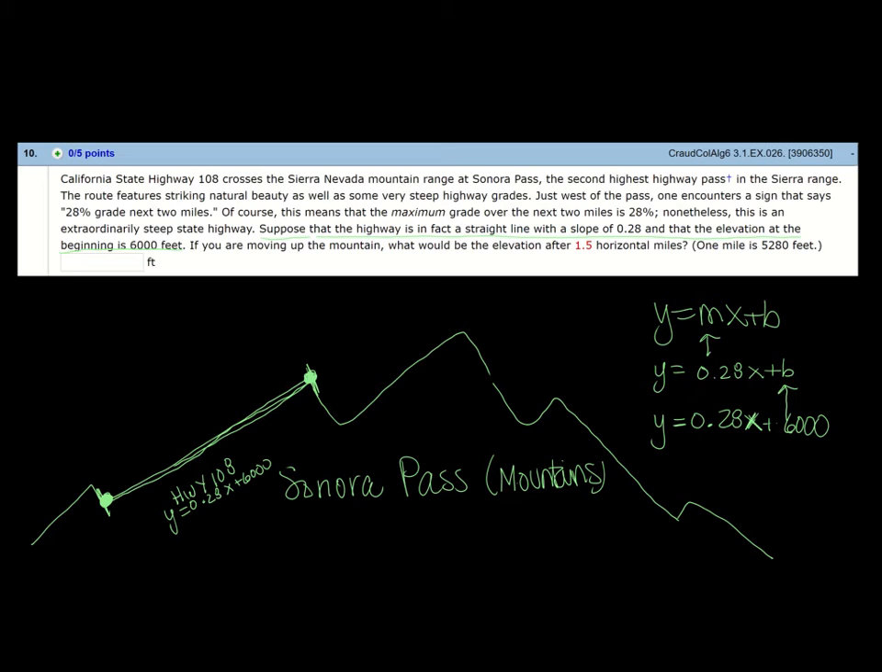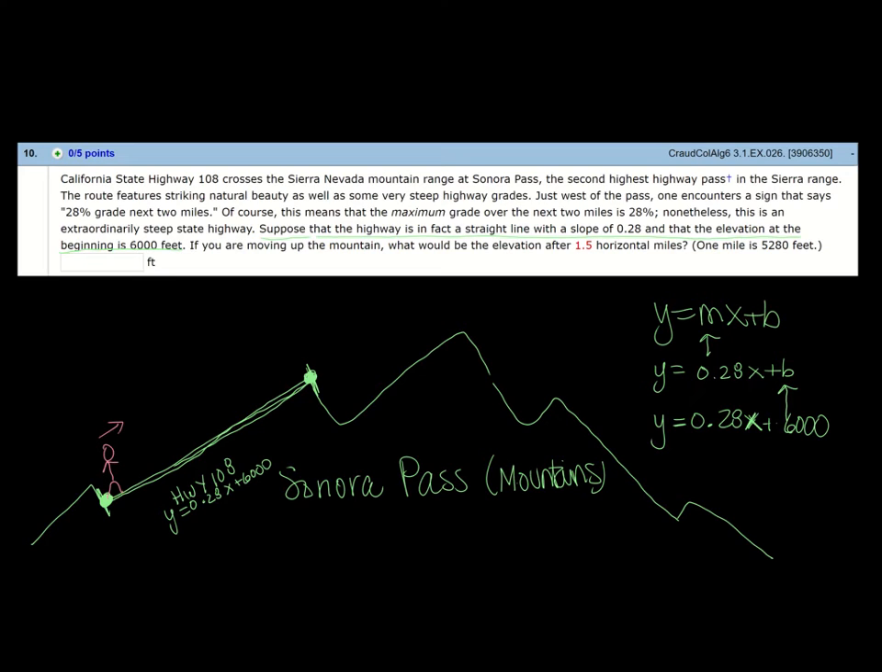The question that they ask us is, if we are moving up the mountain, here we are, larger than life, if we're moving up the mountain, what would be the elevation after traveling 1.5 horizontal miles, or whatever number they've put in there? It's in red because it changes person to person. 1 mile is 5,280 feet.